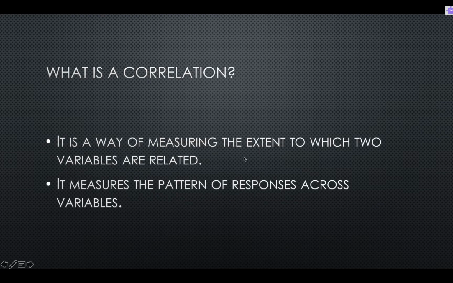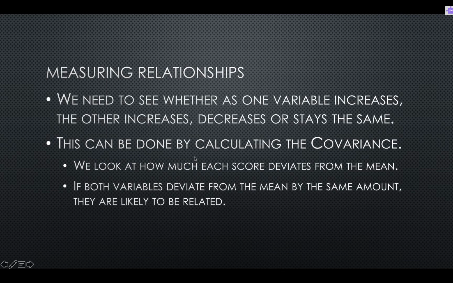So what is a correlation? It's a way of measuring the extent to which two variables are related. It measures the pattern of responses across variables. Measuring relationships, we need to see whether as one variable increases, the other increases, decreases, or stays the same. This can be done by calculating the covariance. We look at how much each score deviates from the mean. If both variables deviate from the mean the same amount, they are likely to be related.